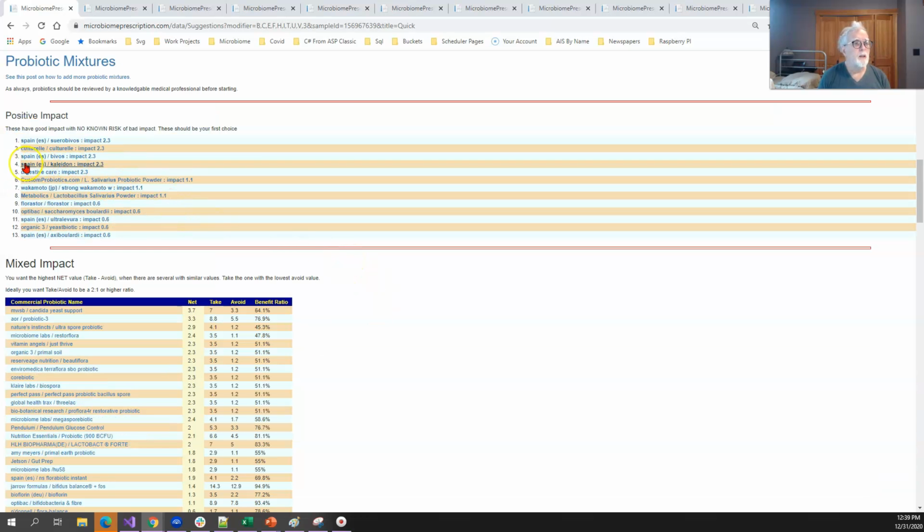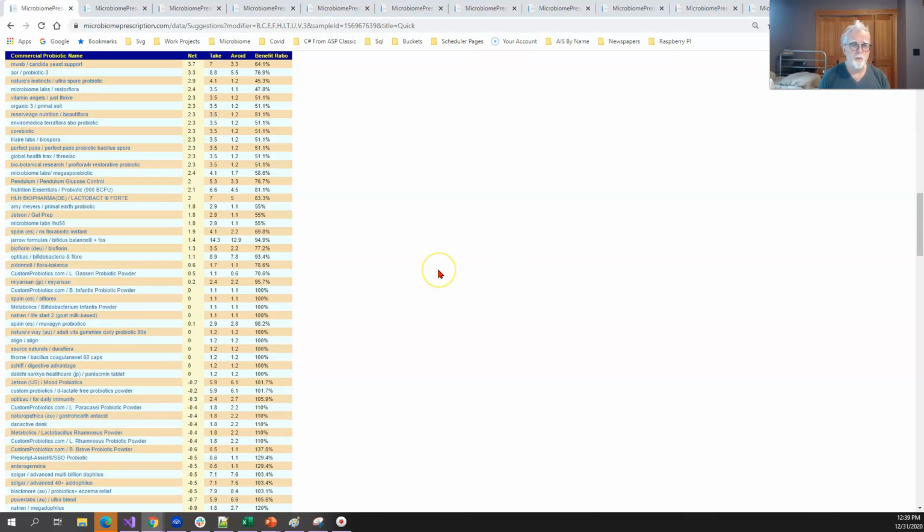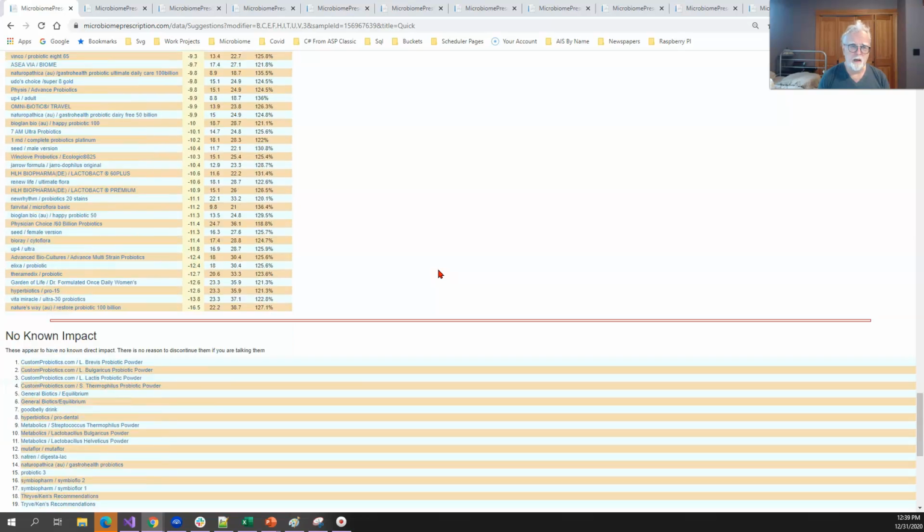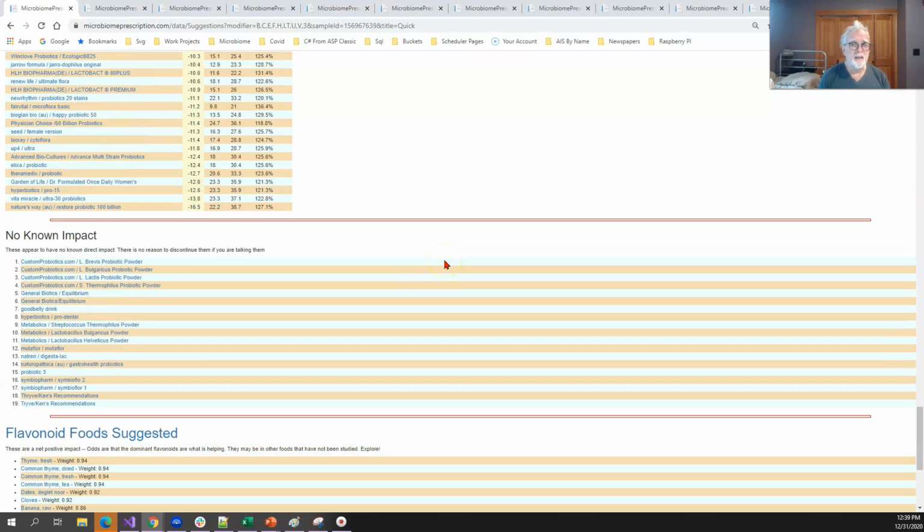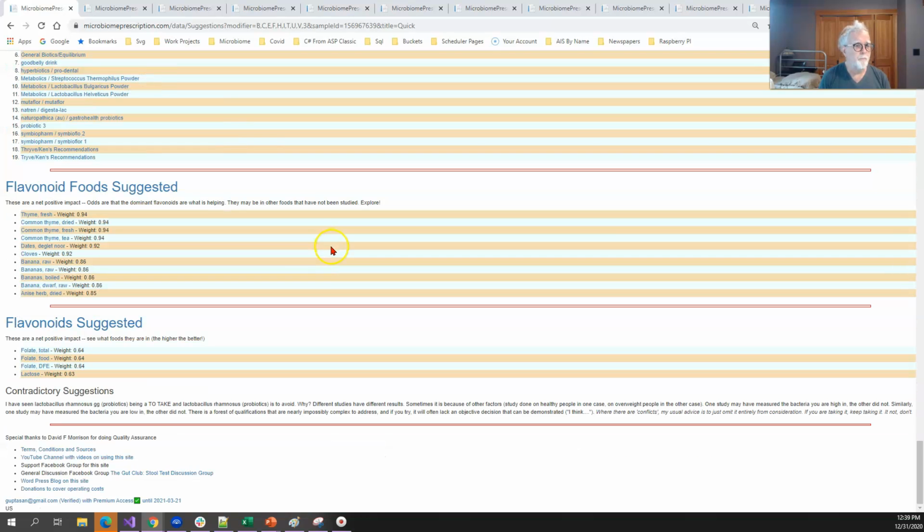And then we have below a list of existing probiotics which have nothing but the good probiotics in it. And we have a small list. Then we have a big list of mixed impact, which generally means you're flipping a coin. No known impact is probably far safer to do than mixed impact if you want to do some.